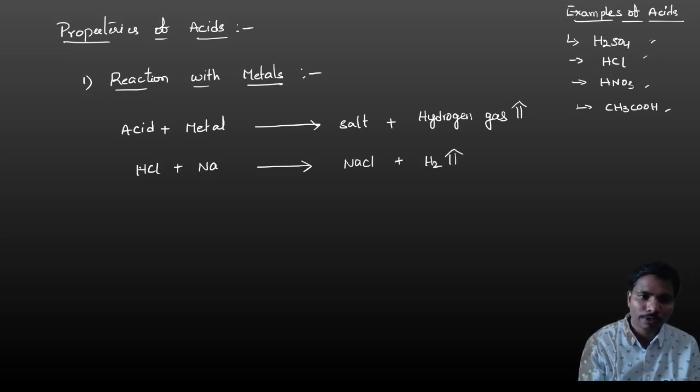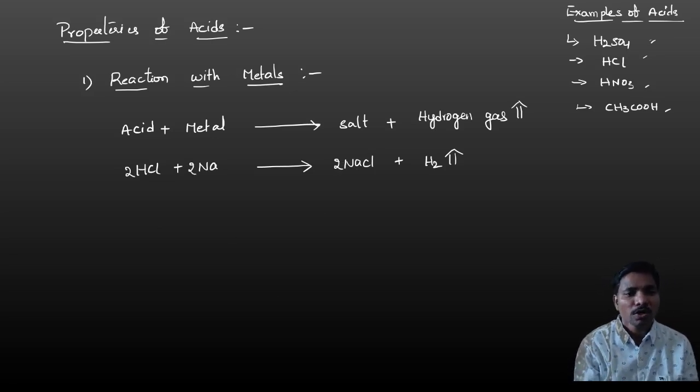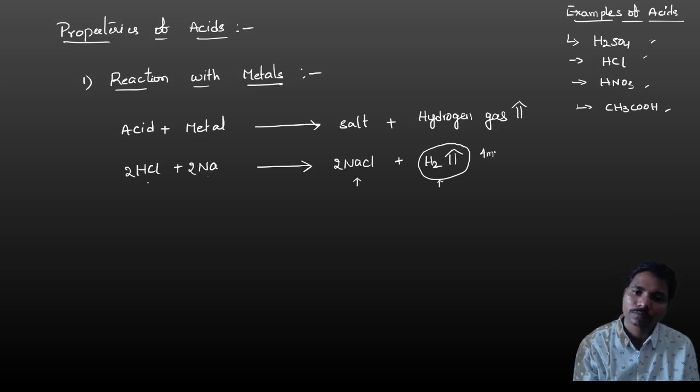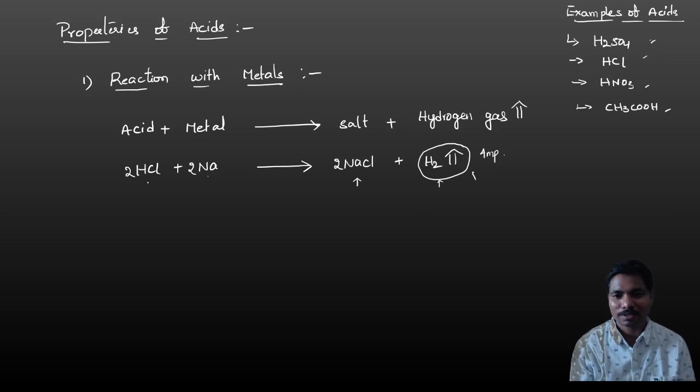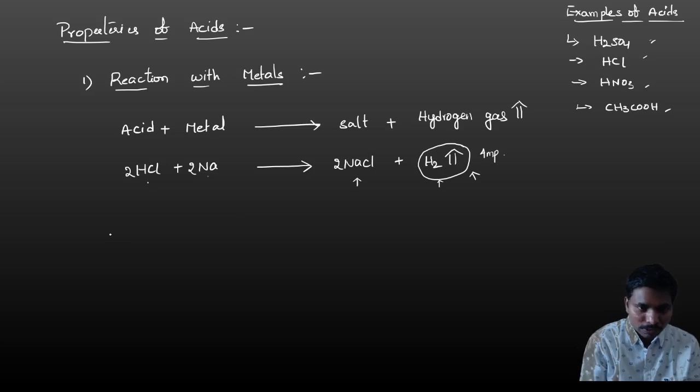So to get the two hydrogens, we have to take 2 here. Then 2 chlorines are there, so we have to take 2 here. Then 2 sodiums means we have to take 2 here. So whenever the acid reacts with metal, it will give one salt and hydrogen gas. This is the important point. Hydrogen gas is released. Okay, this is a chance to come in the examination. Okay, coming to the second point.